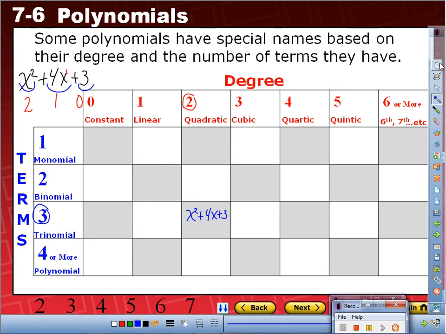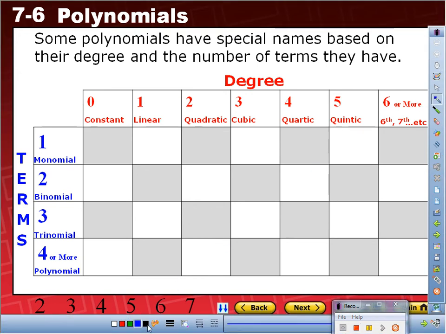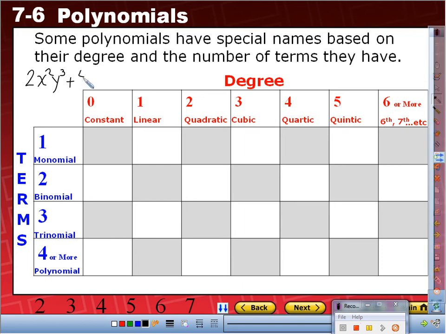Here goes another one. I want you to do this one by yourself. Here goes. 2x to the second, y to the third, plus 4x. Okay, see where that goes? Okay, here we go.